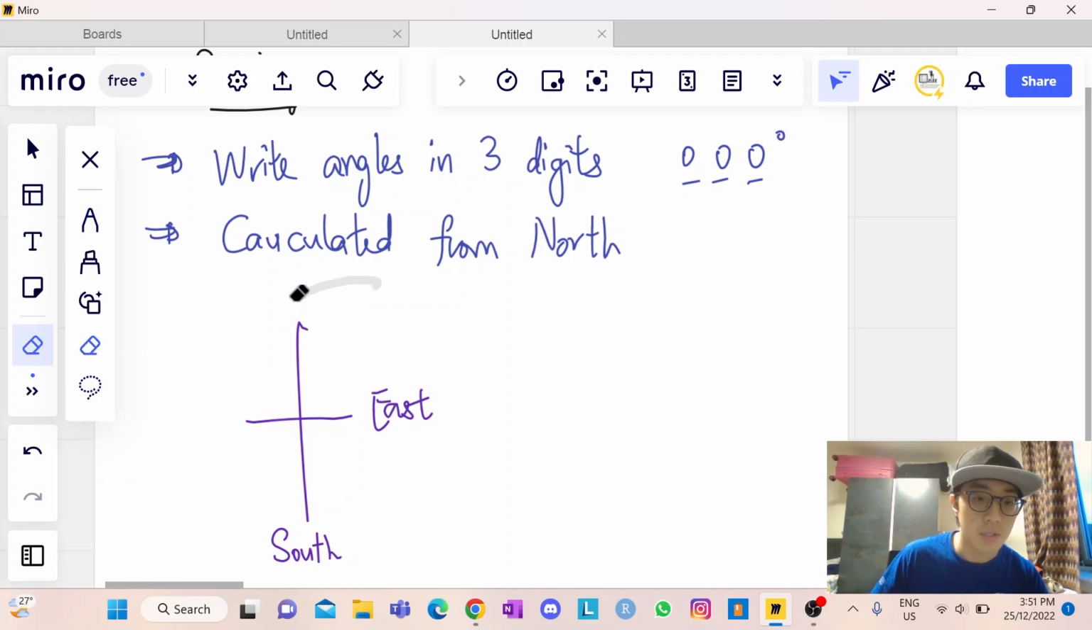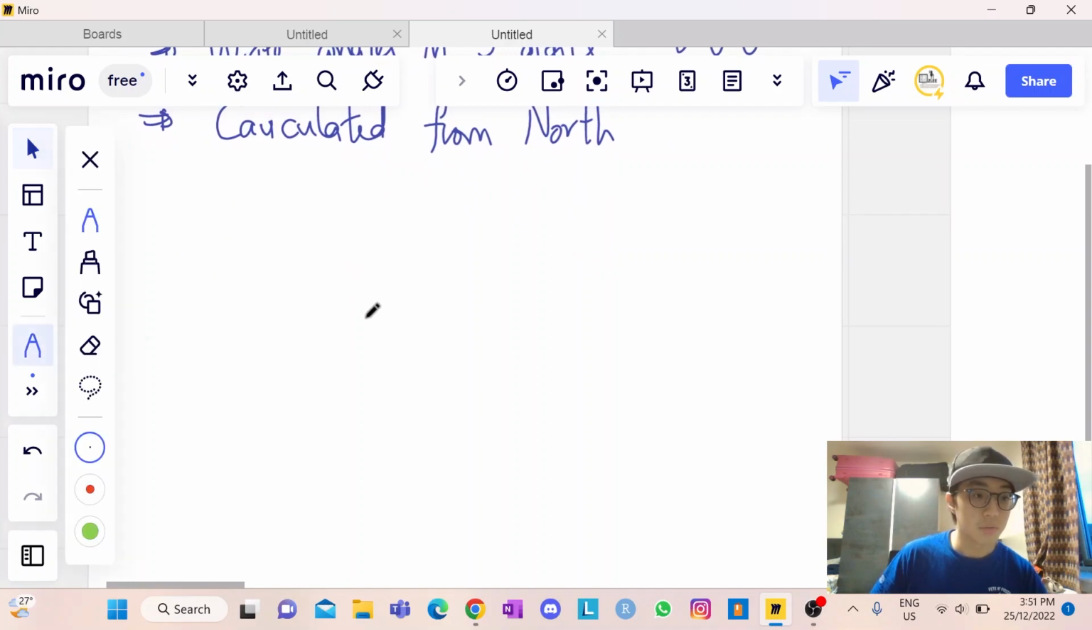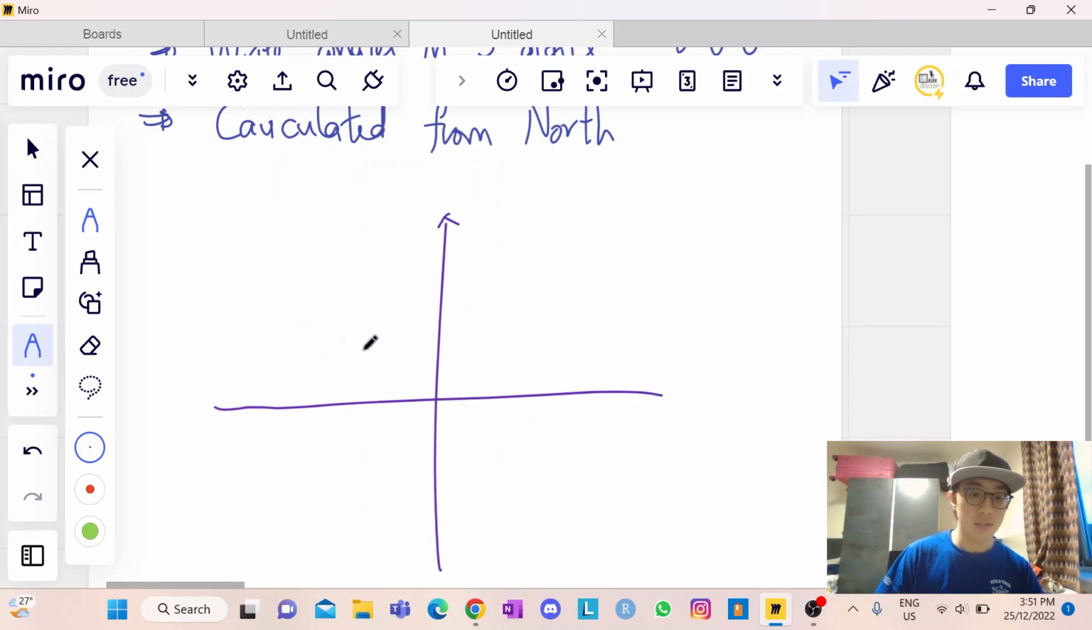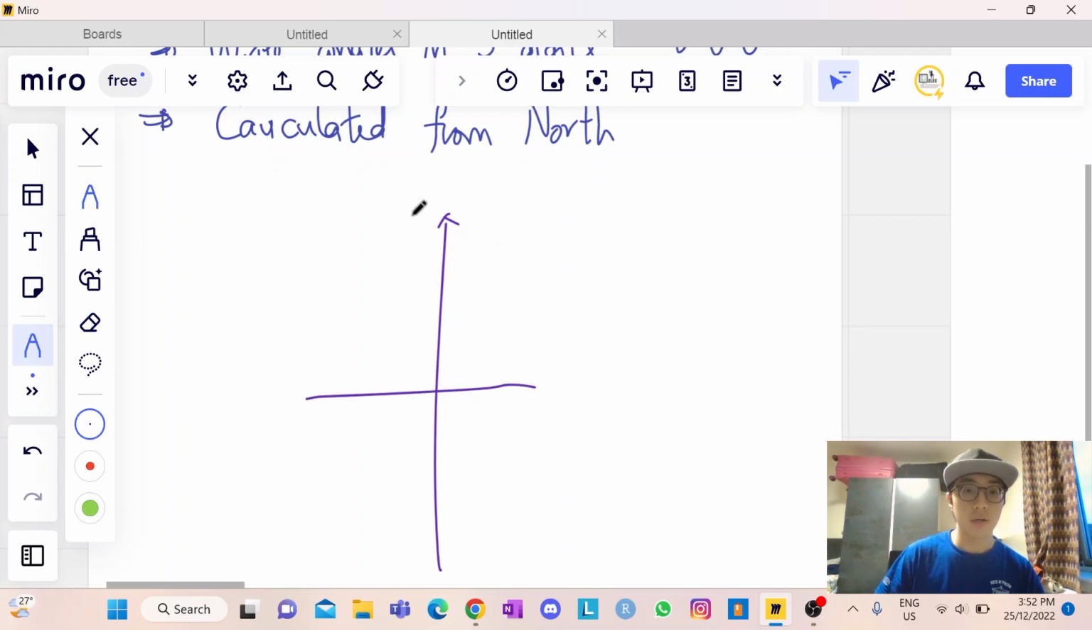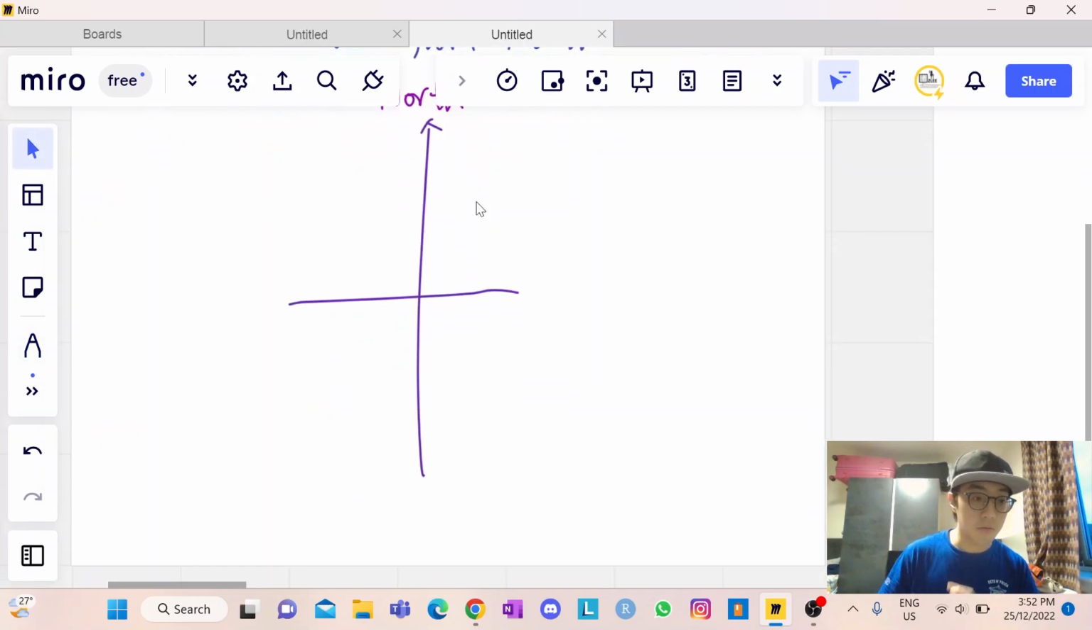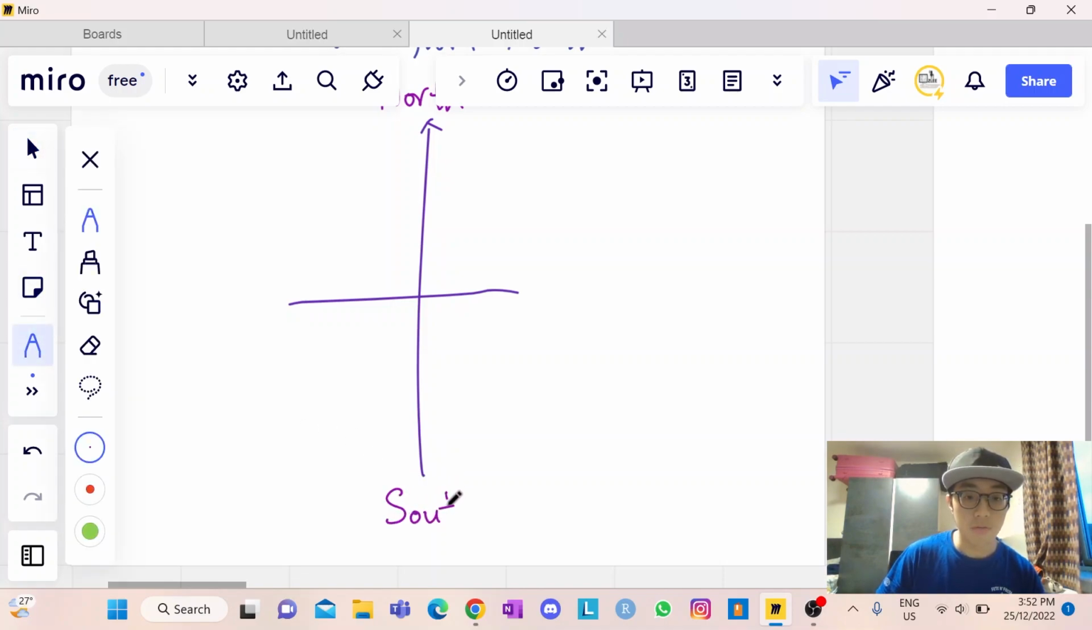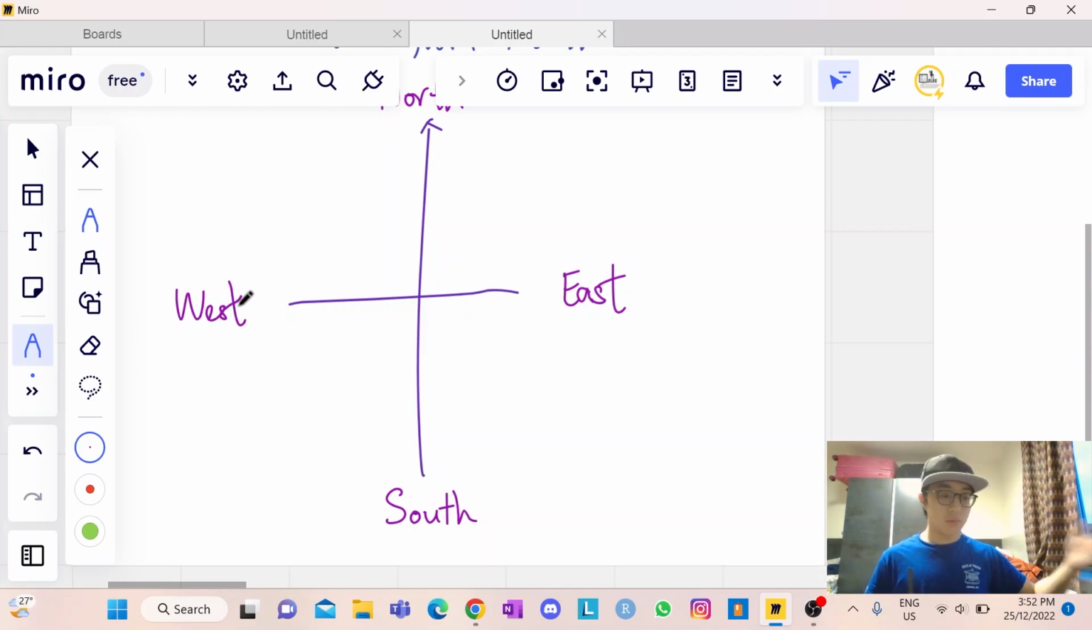I need to write this in the middle so I can include more information about the directions. Let's draw a straight line here and a straight line like this. At the top part, you have the north, which is directly above. At the bottom part, you have the south, which is the direct opposite of north. On the right side, you have east, where the sun rises, and then we have west, where the sun goes down behind the mountain.